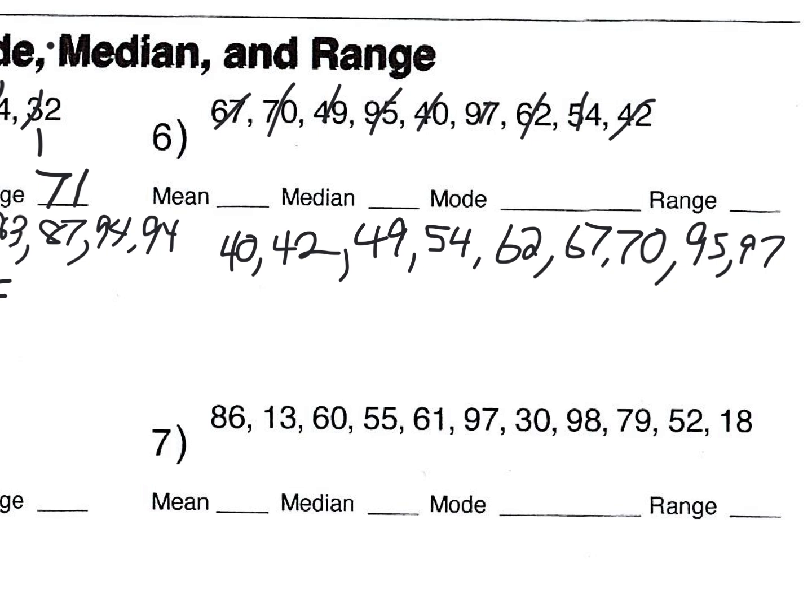So 40 plus 42 plus 49 plus 54 plus 62 plus 67 plus 70 plus 95 plus 97 equals, and divide by 9. So I had 576, and I divide that by 9, and I get 64. Now what you're going to find with these means usually is that they're somewhere near the middle of all of the numbers.